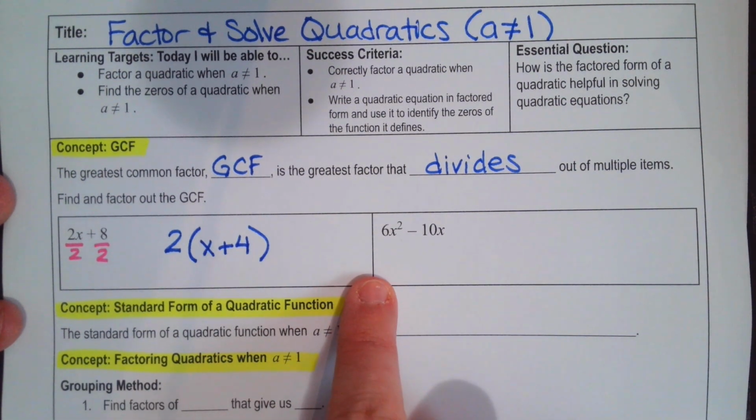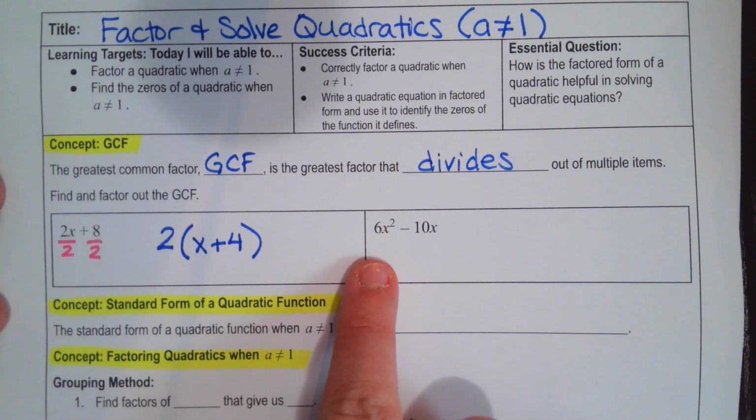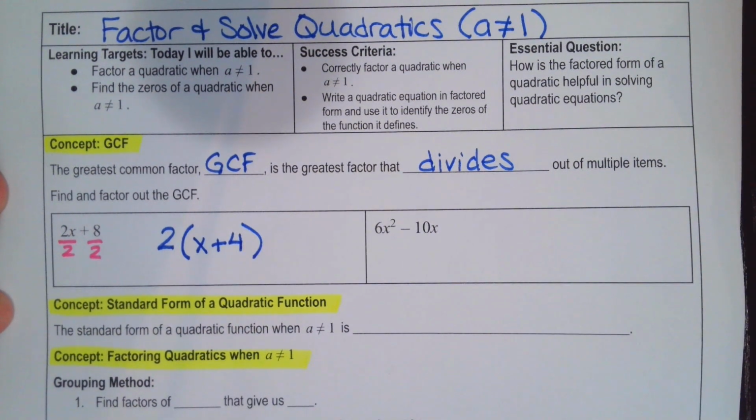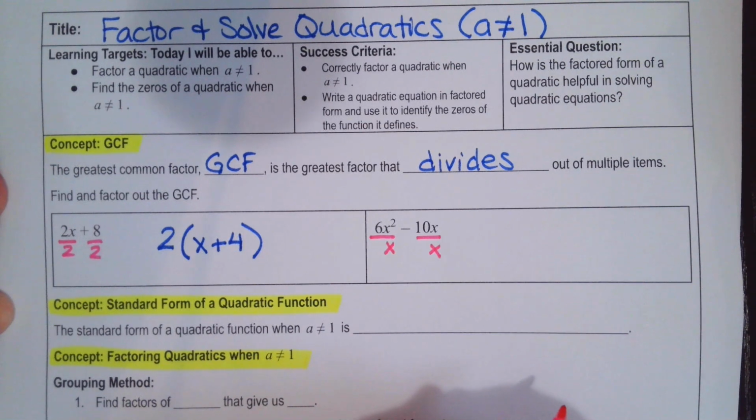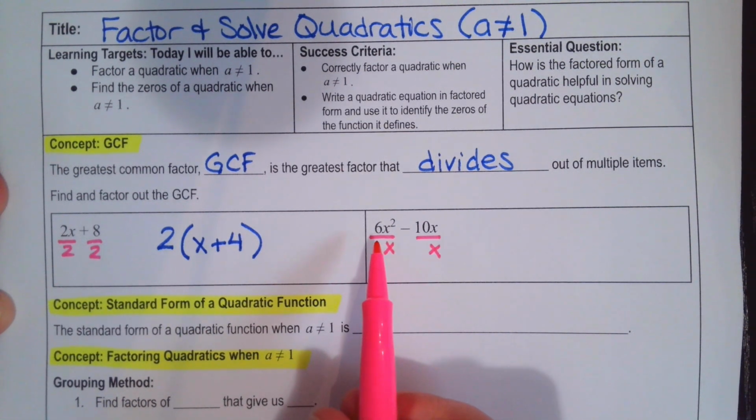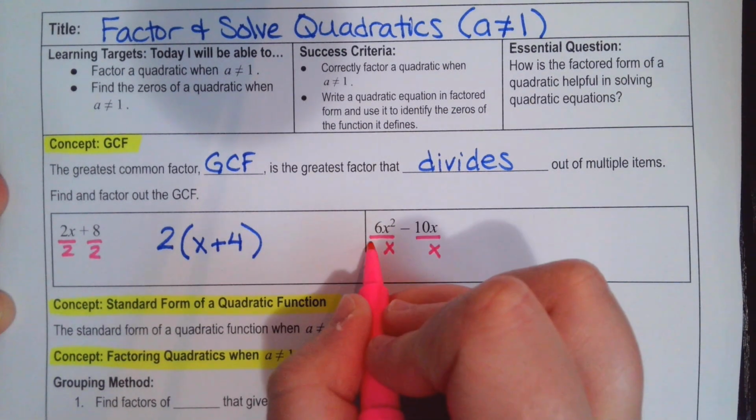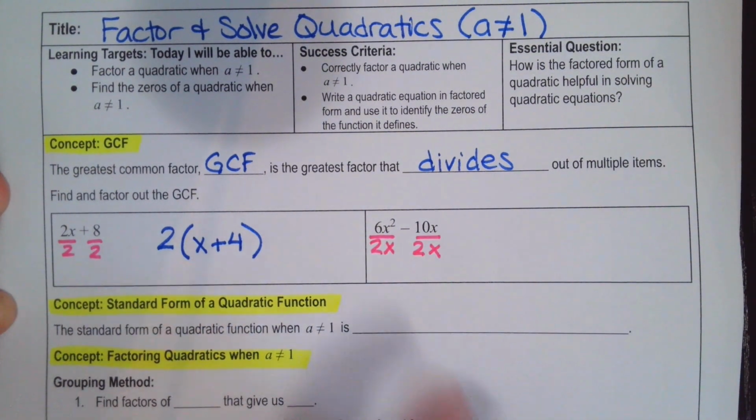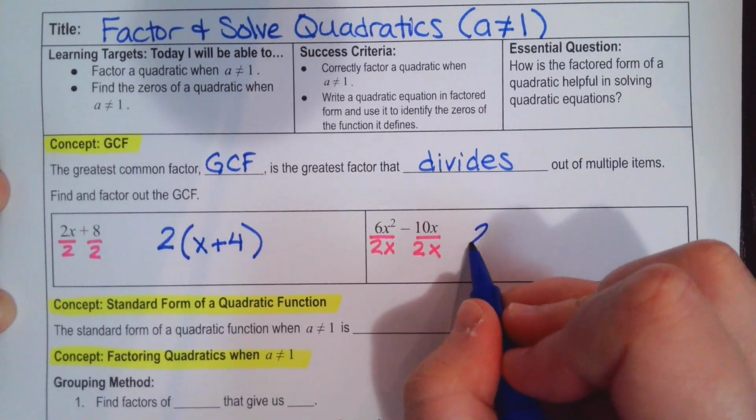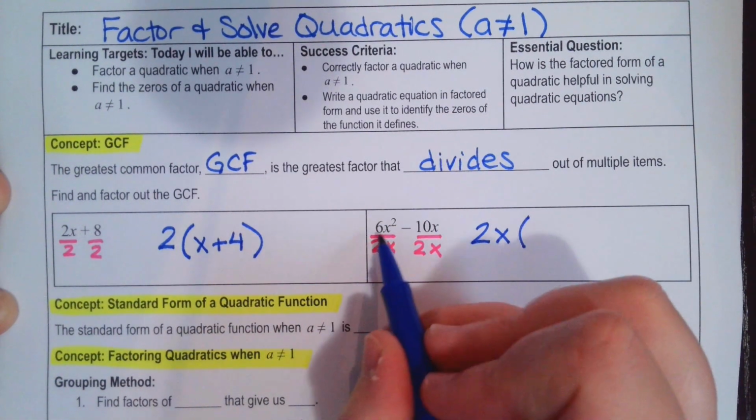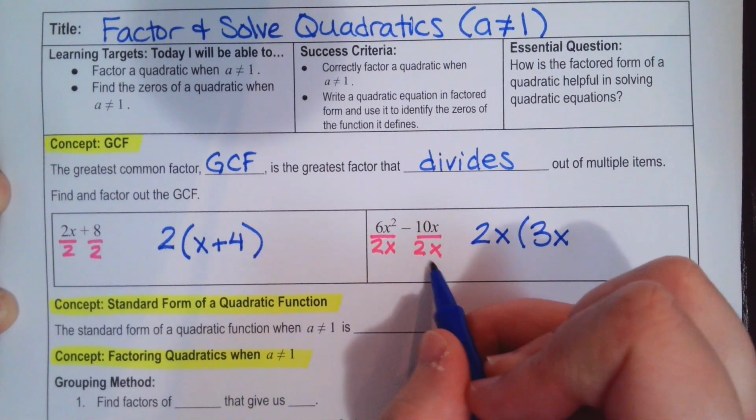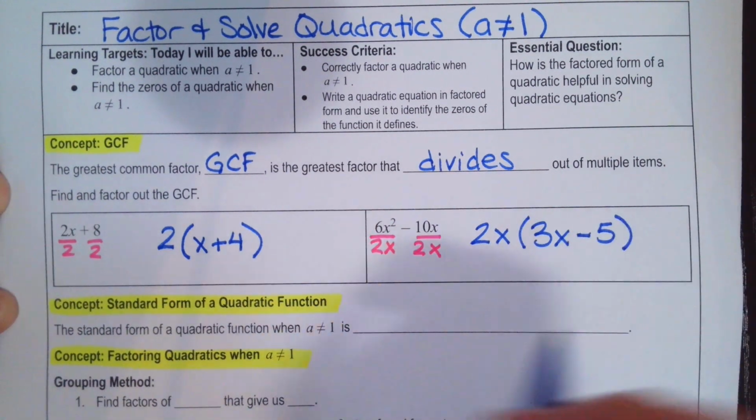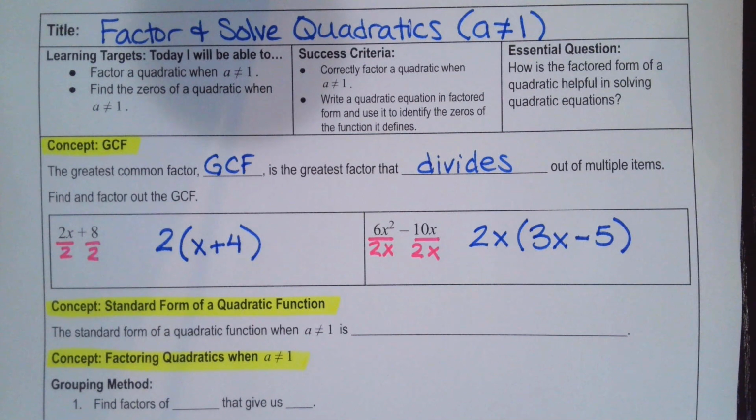Now, you can divide out a variable. So let's look here at 6x squared minus 10x. As you can see, both of them have an x, so we're going to bring an x along with us. Now we need a number that we can divide out of 6 and 10, which is going to be 2. So this 2x is going to be our outside, and then inside, 6x squared divided by 2x is going to be 3x. 10x divided by 2x is going to be 5. So that is just a refresher on GCF and factoring out the GCF.